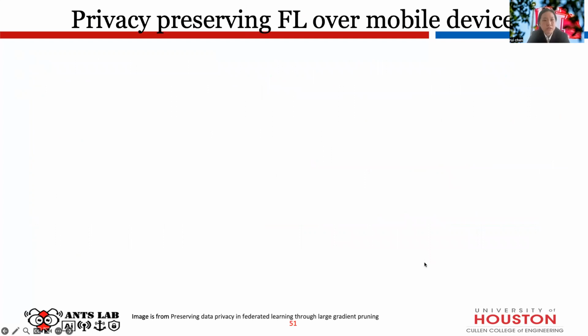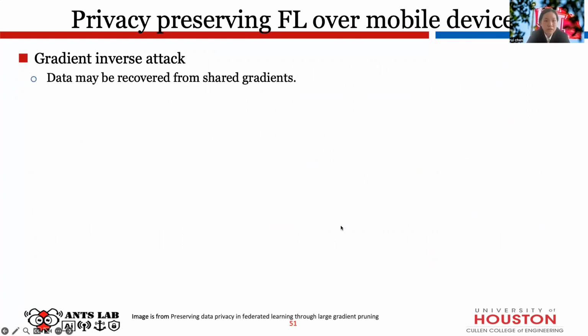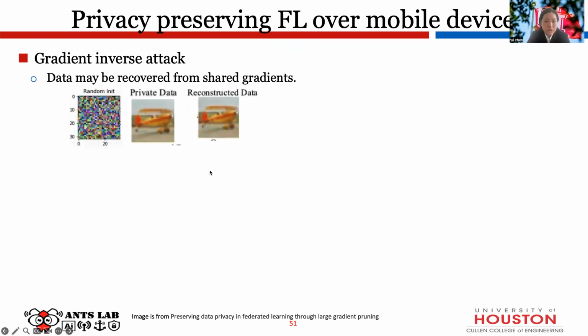So in federated learning, although the server or the other party cannot have direct access to the raw data, many studies have found that the privacy of the training data can still be recovered from the shared model gradient. So here is an example of a gradient inversion attack, where we can recover the basic information of the private data set using a shared gradient.